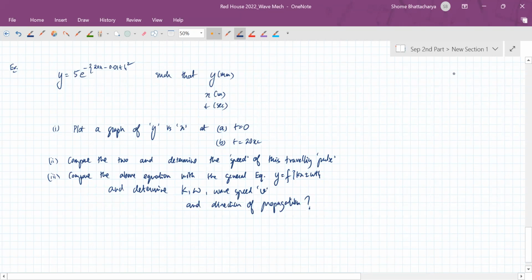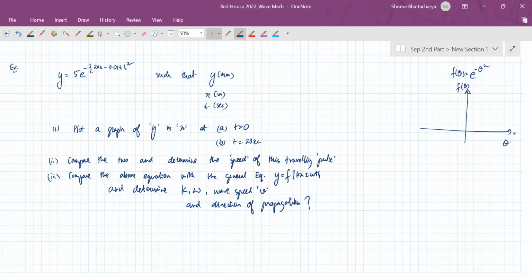So basically you start here by understanding what the graph of this kind of function looks like. If you had a function of this type, e raised to minus theta square, with respect to theta, how will that function look? Once you understand that, it will be quite easy to plot this graph. You just replace theta with the given argument, which is of the type kx minus omega t, where k and omega's values are pretty obvious in proper units also.